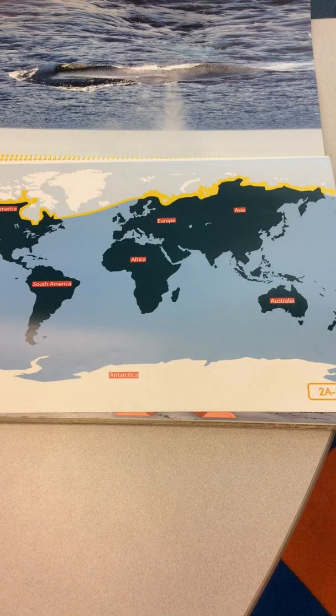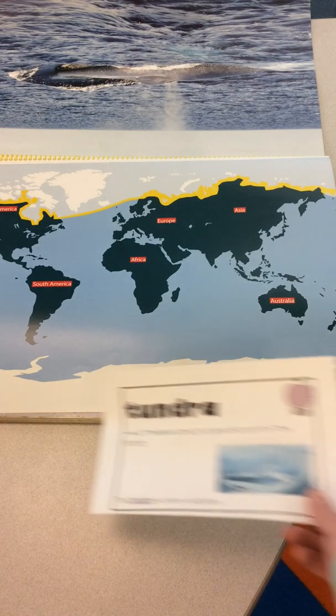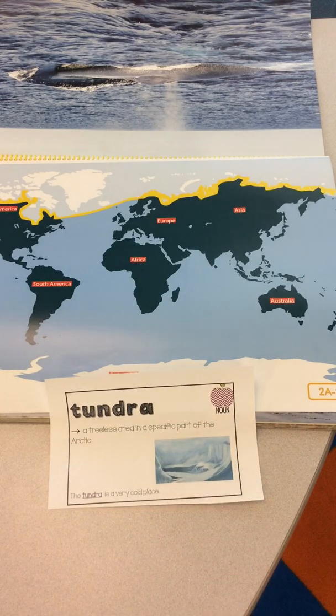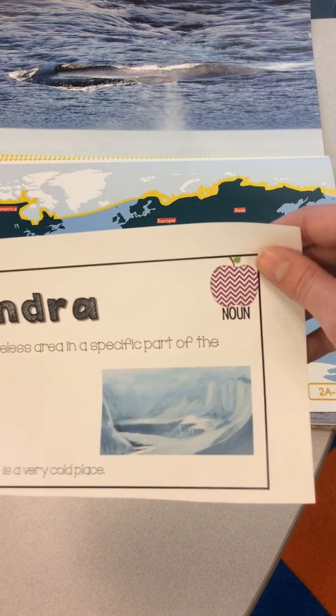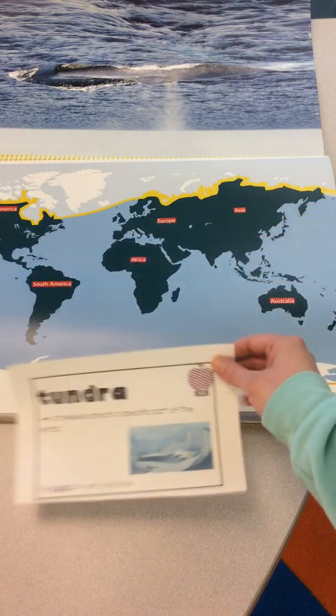All right, so the new vocab, the first word is tundra. So the word tundra is just a treeless area in a specific part of the Arctic. Okay, so an example of this would be plants in the tundra do not grow very tall because it's very cold there. And if you can see in the picture, the tundra is a very snowy area, and we're going to learn a lot about that today.